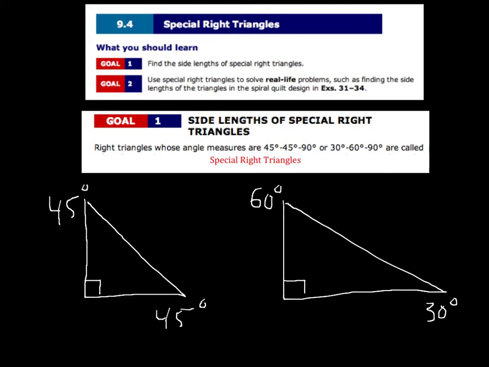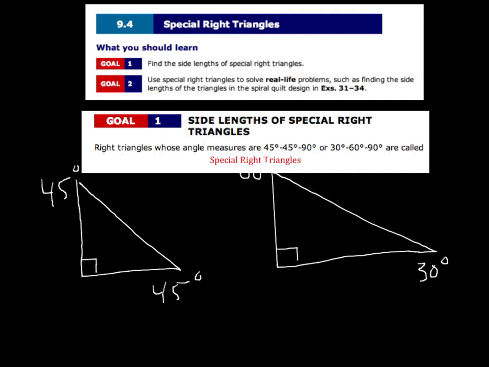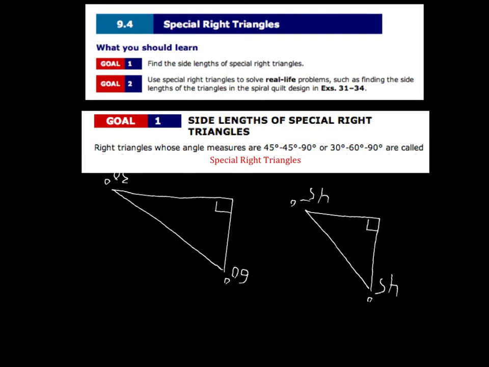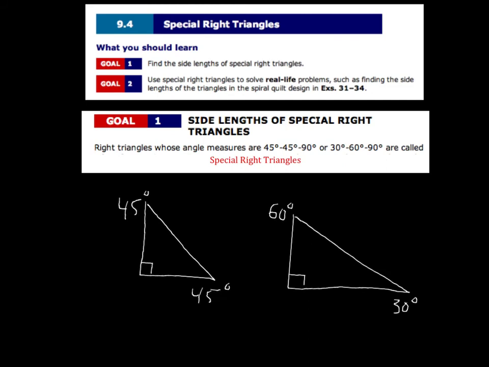Now, they're not always going to be shown as given. We might have them switched around. It might be upside down or something like that, but we should be able to identify them by their angle measurements.